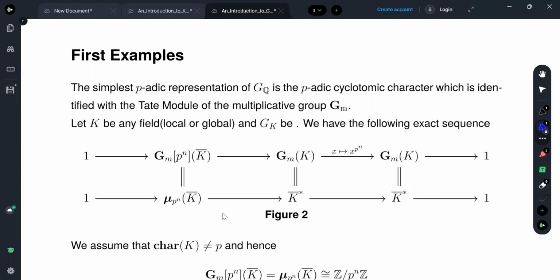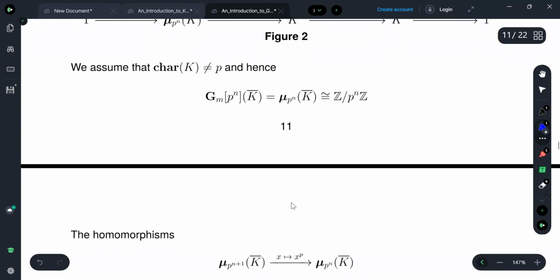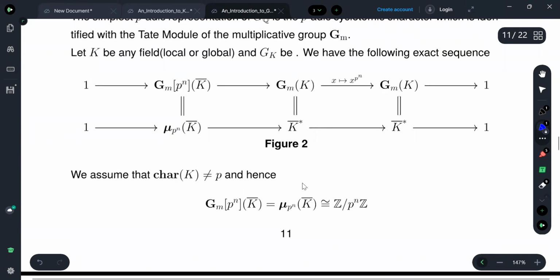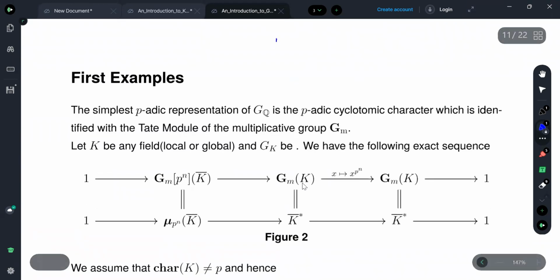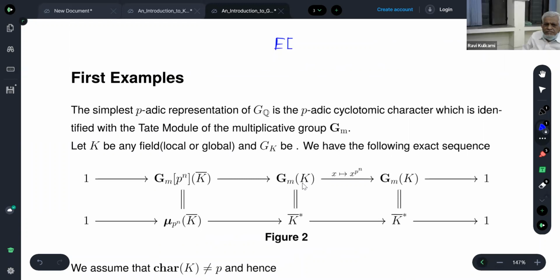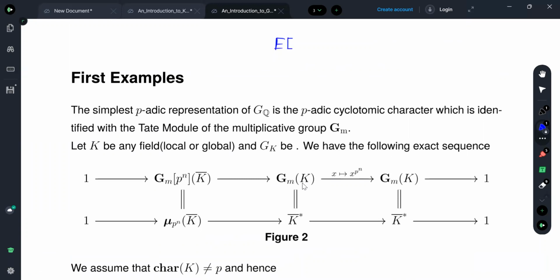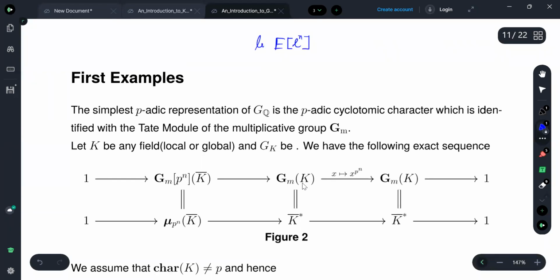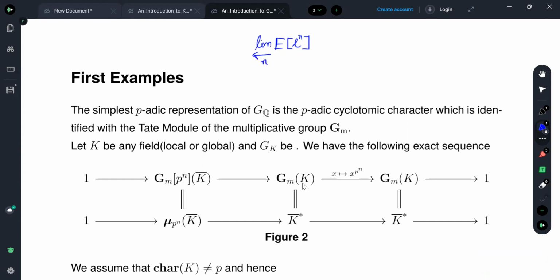Sorry? What is the Tate module of the multiplicative group? I will just give the definition here. For any elliptic curve, the Tate module is like this. You take an elliptic curve over K. So the Tate module for an elliptic curve will be the inverse limit of all the l to the n torsion points.